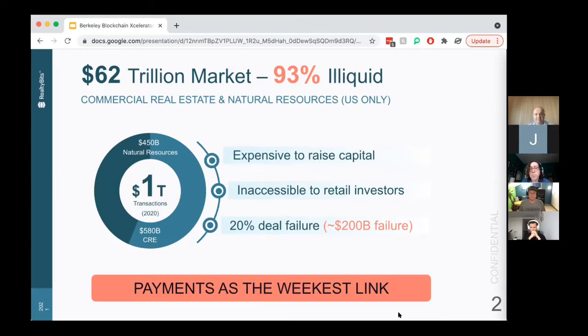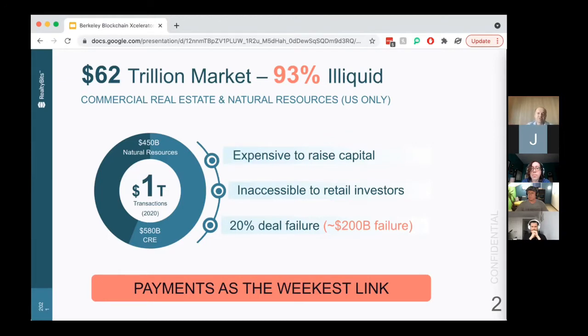It's very limited to the type of owners that typically buy commercial real estate buildings or, like, a gold mine or an energy well or copper mine. It's usually large institutional investors, and it has a very high failure rate. On average, 20% of transactions fail in the real world asset marketplace. That's the equivalent of about $200 billion, because last year, on average, there was $1 trillion in private transactions that happened in this market.